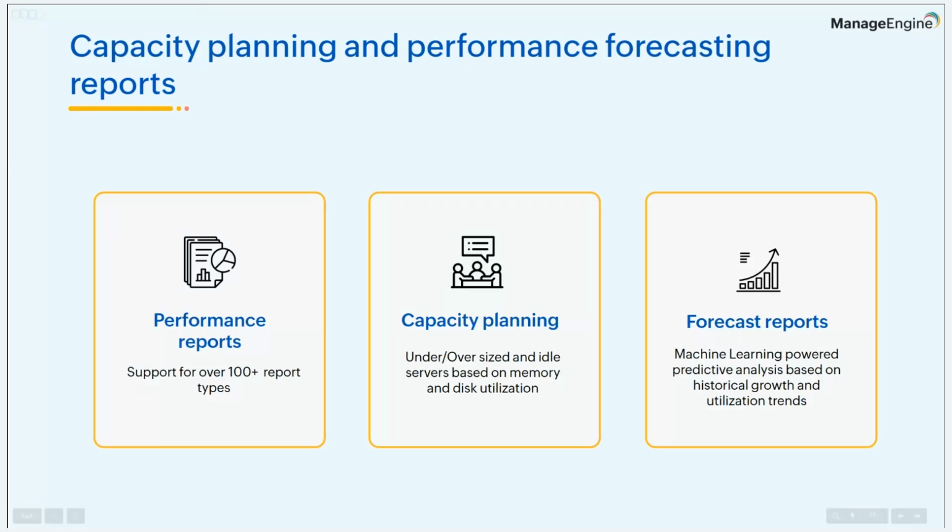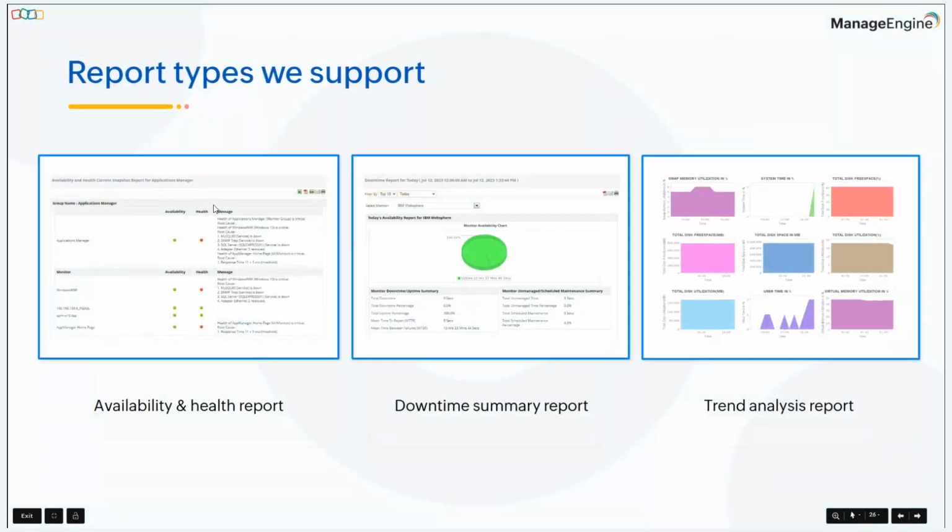So basically, if you want to optimize resource allocation within your organization or within your IT infrastructure, we can make use of the capacity planning and forecast reports here. And here are some of the report types we support.